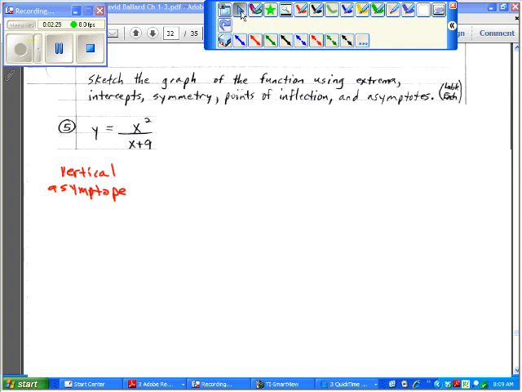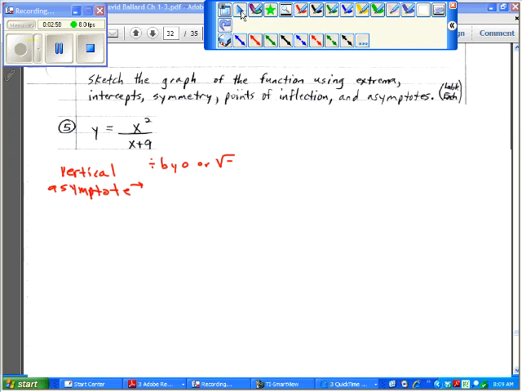I always spell it wrong. Sorry, asymptote. That's where there is a division by 0, or the square root of a negative. It's going to create an undefined situation, and in that situation there would be an asymptote, or there would be some disappearance.